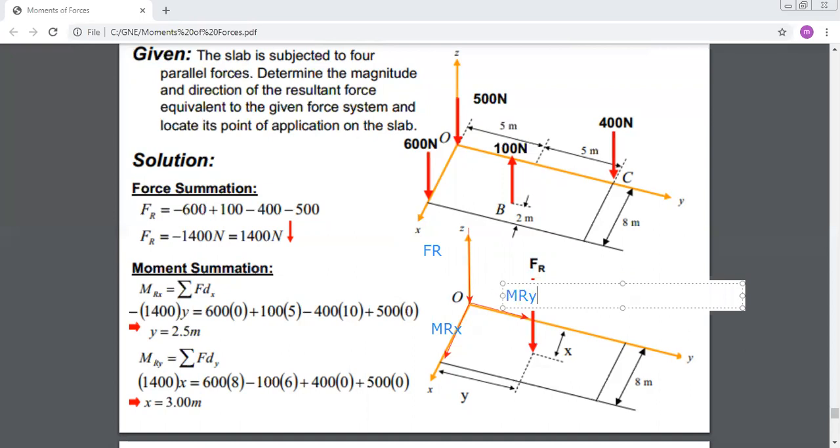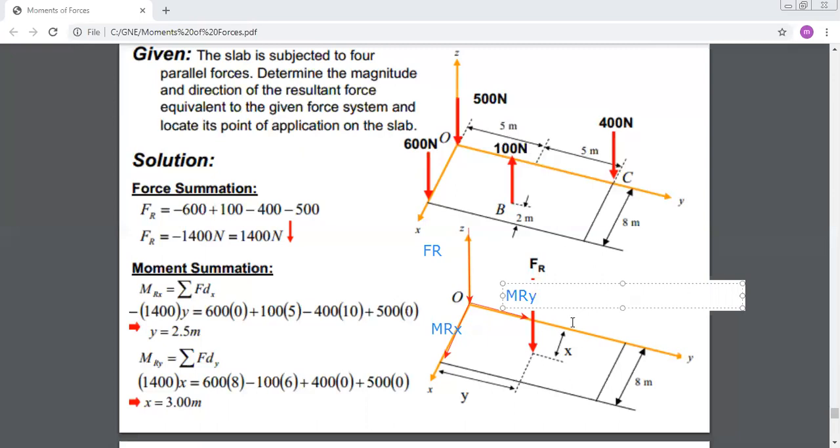Doctor, why did you take the resultant force only along Z? Because all forces are along Z. Do you have any component along another direction? All forces are along Z, so you don't have X and Y components for the forces. Ah, yes, okay.